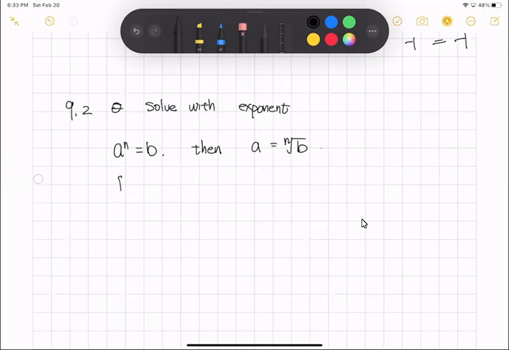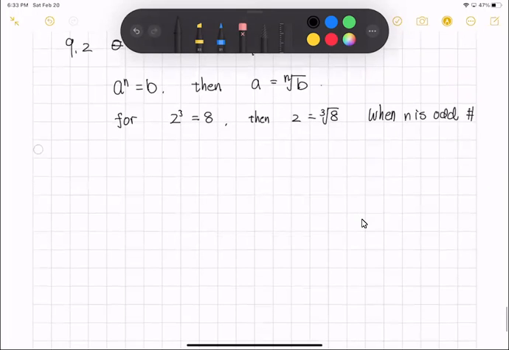For example, if 2 to the third power equals 8, then 2 equals the cube root of 8. So this works when n is an odd number. But for even roots, they have an even root property.